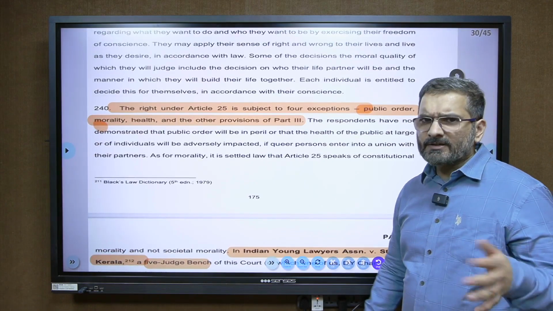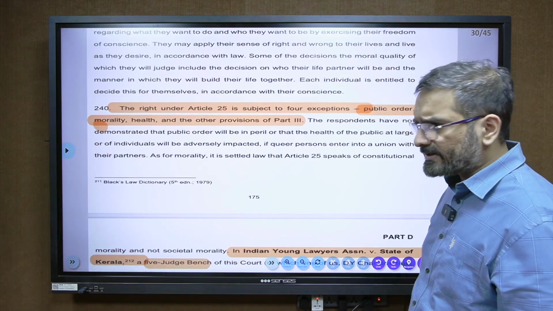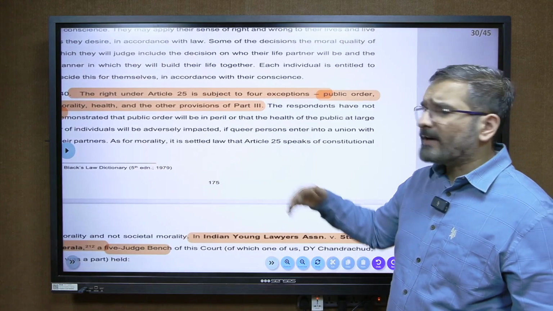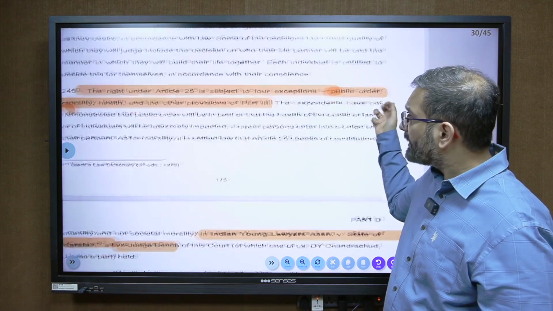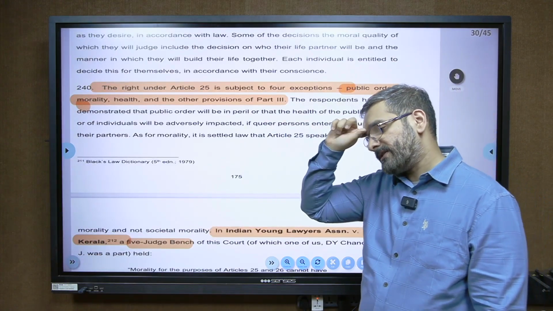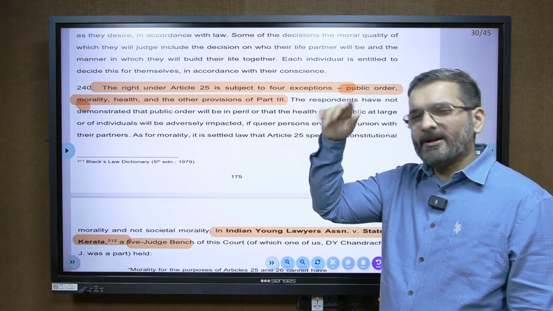Just standard revision, constitutional modules you have already done in the online course, I believe. Article 25 grounds: public order, morality, health and other provisions of Part 3. DUL will also have a question on Article 21, and my mind keeps going there.